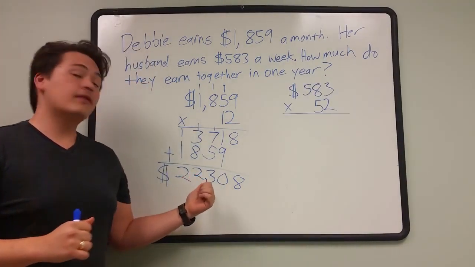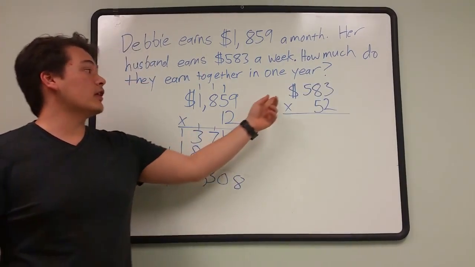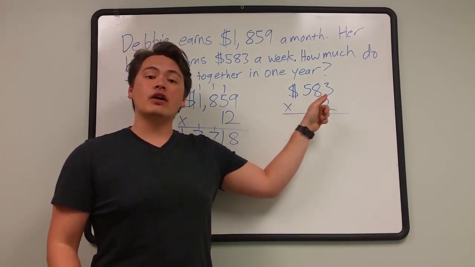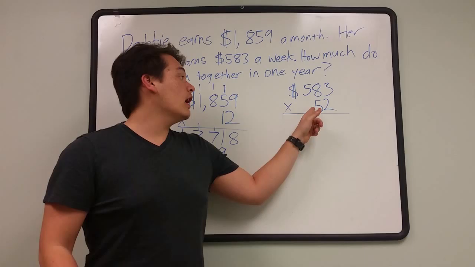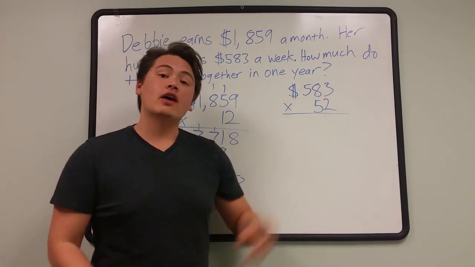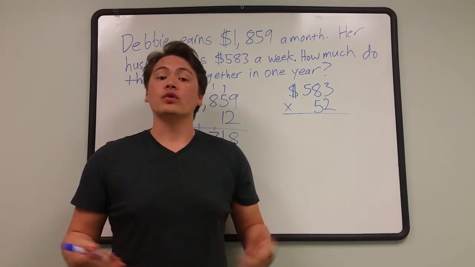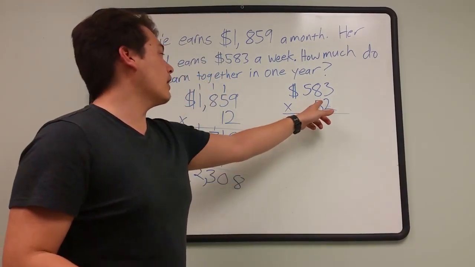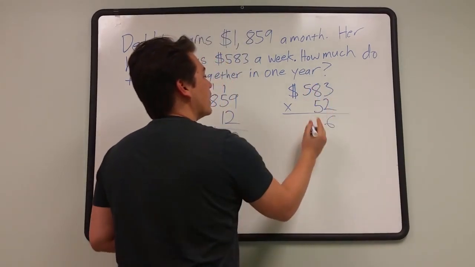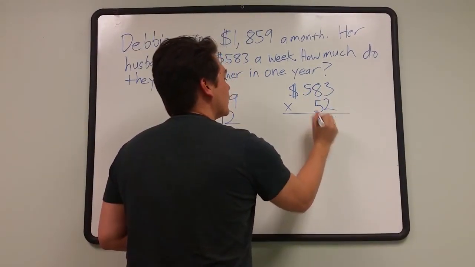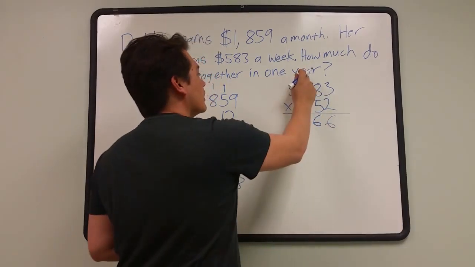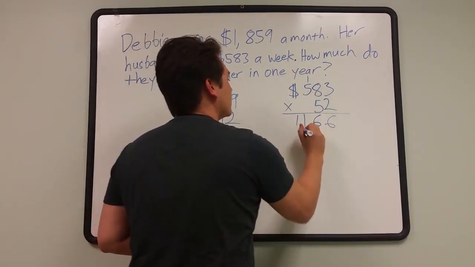So now that we have found out how much Debbie makes, we're going to find out how much the husband makes. Now he makes $583 a week, and there are 52 weeks in a year. So what we're going to find out is how much he makes in a whole year. So from here we have 2 times 3, which is 6. 2 times 8, which is 16. Bring down the 6, carry the 1. 2 times 5, which is 10, plus 1, which is 11.